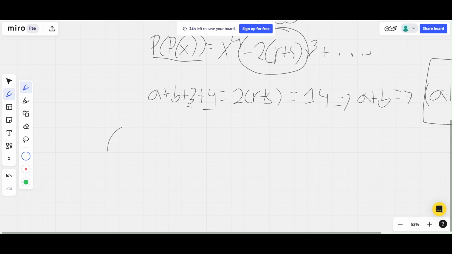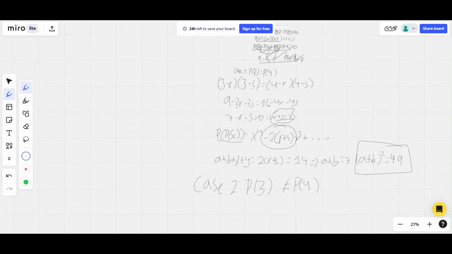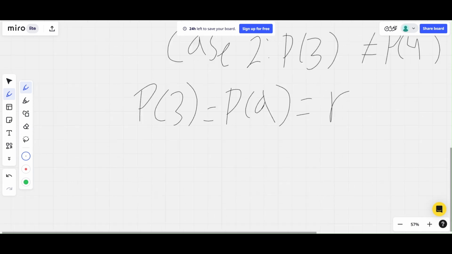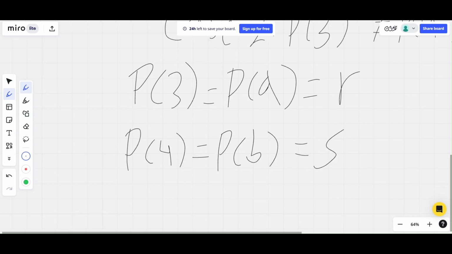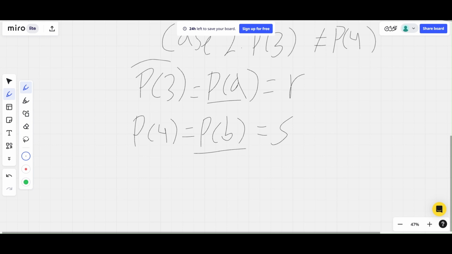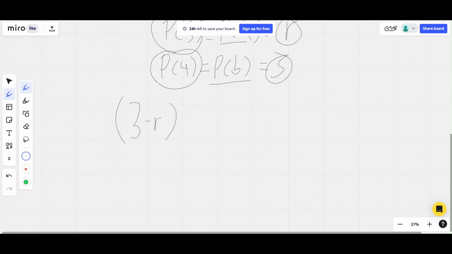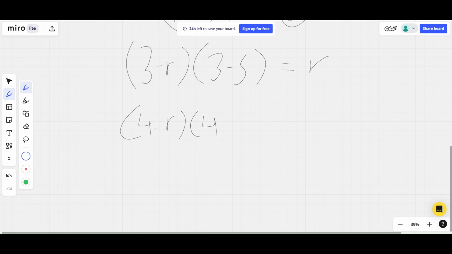Cool. The second case is basically the opposite. What if p of 3 is not equal to p of 4? Then it doesn't really matter which pair we choose, because we're going to end up with the same values for a plus b. So without loss of generality, let's say p of 3 equals p of a, which equals r, and p of 4 equals p of b, which equals s. We're going to worry about the a's and b's later. Let's first focus on these parts. Let's write out our equations: 3 minus r times 3 minus s equals r, and 4 minus r times 4 minus s equals s.